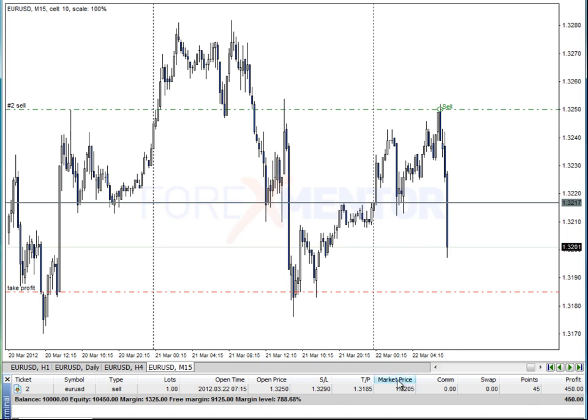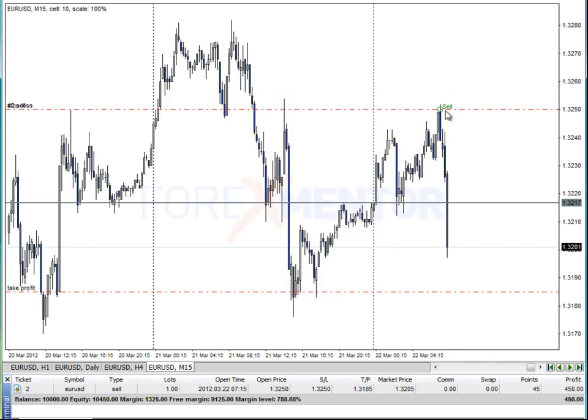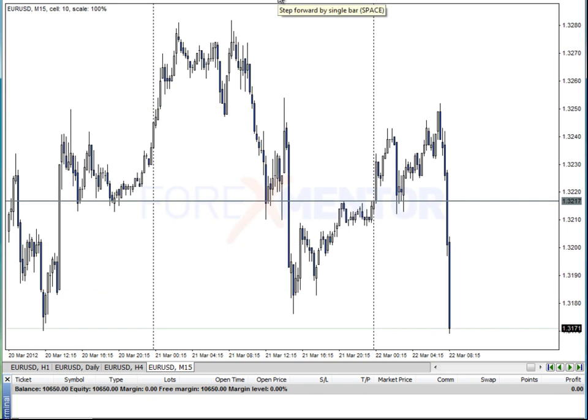We're up 45 points here again. Depending on objective, you could take profits. I'm going to modify the stop loss on this, to 32.50. Okay, that was the entry price. So we now have price at break even, and we're looking for a target down here. So let's see what happens.